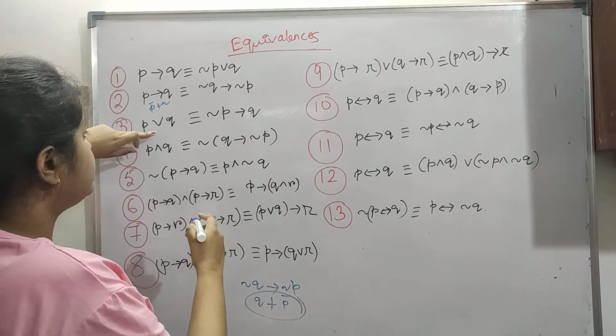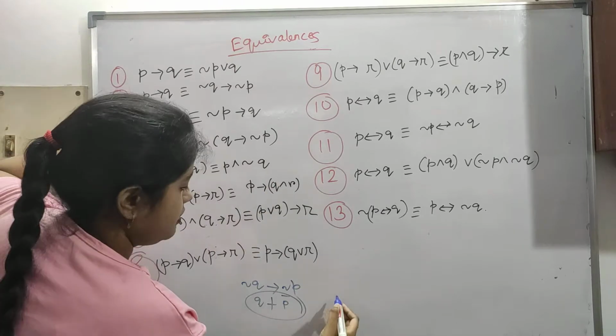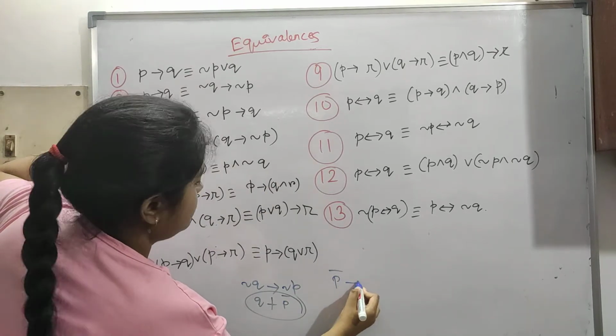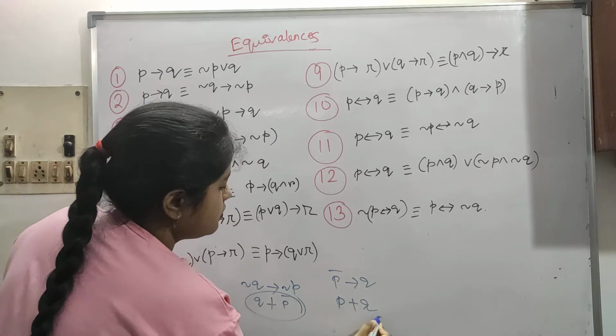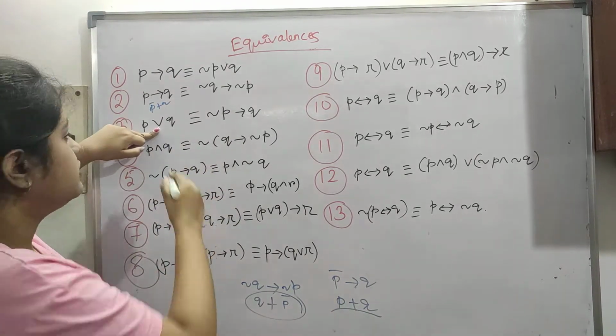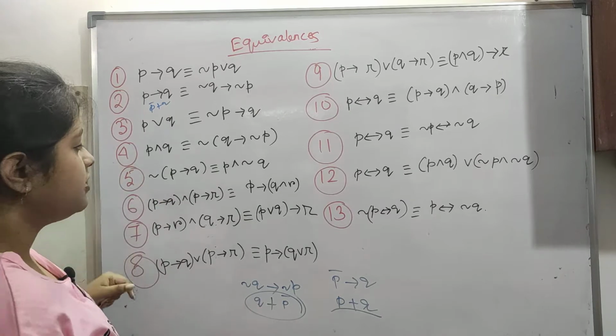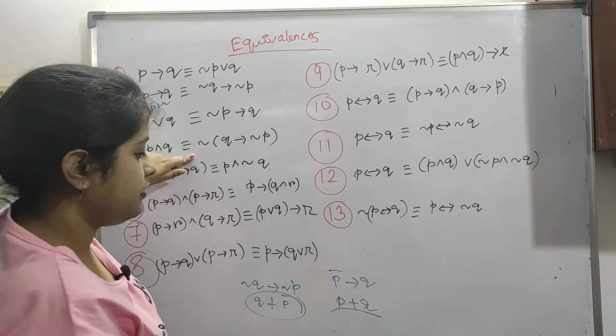Like this, we can derive another one, number 3. P complement arrow Q: P complement and complement P plus Q, let's say P plus Q. Here everything means plus. Like this. Then let's say the next, the fourth one.